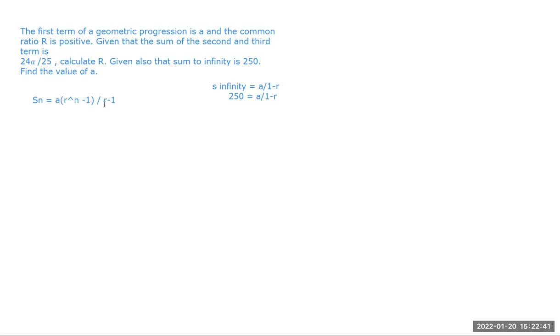So I'm not sure what you mean. All right, remember how we wrote out a geometric series. We said the first term was A, then the next term would be AR for the second term, then the third term would be AR squared. Very good. So the second and the third term, if you add them, you get 24A over 25. So what is the second term?